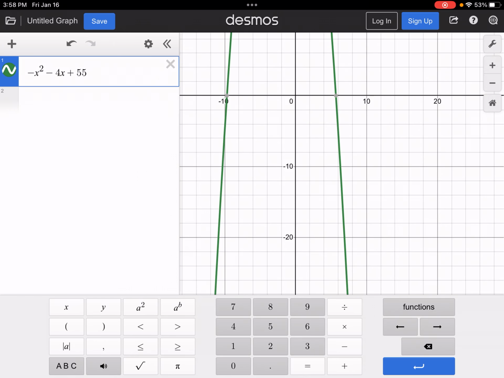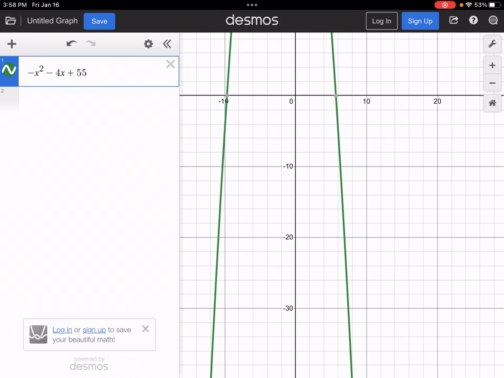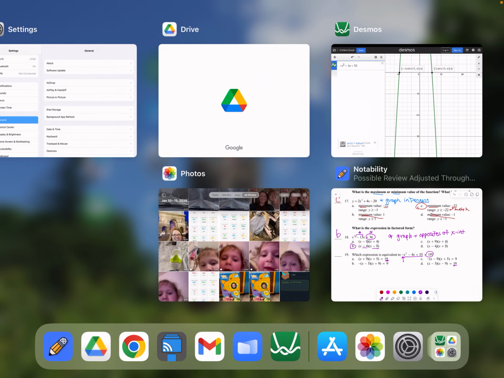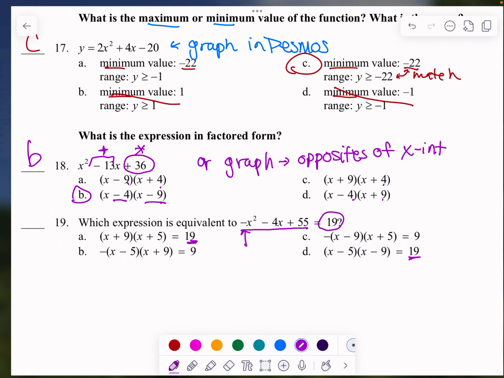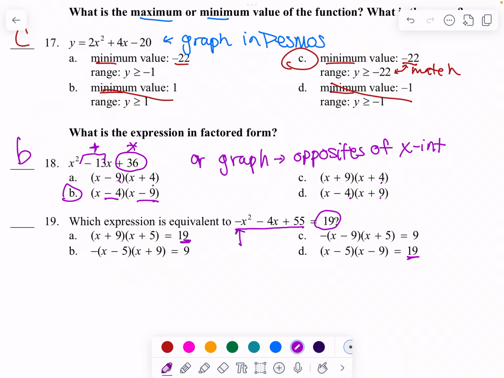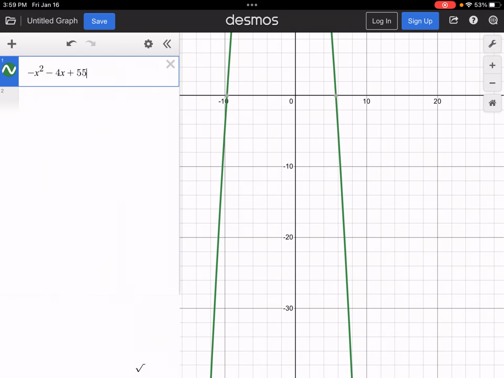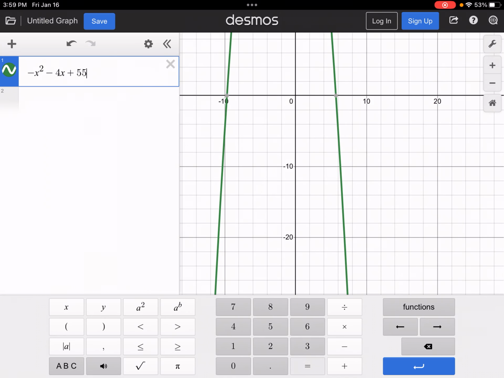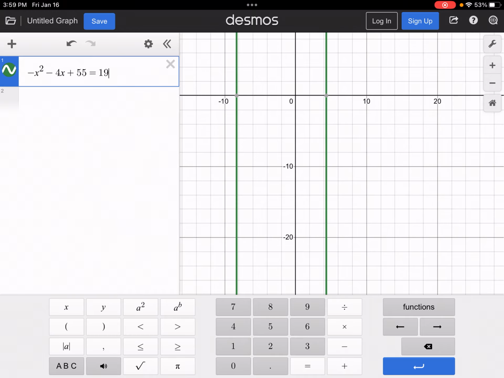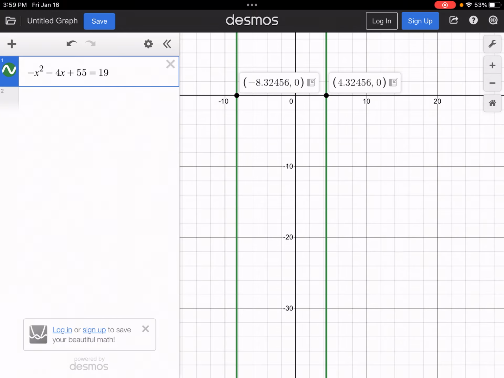Why would you do this to me, bro? Equals 19. Okay. Equals 19. Oof. Those are weird. So what did I do wrong? x squared minus 4x plus 55 equals 19.